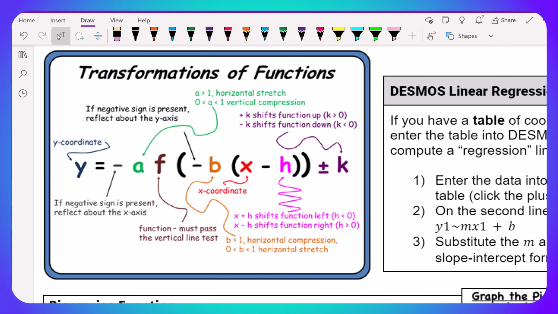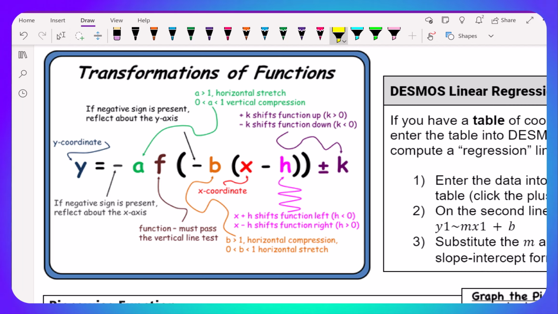absolute value. All right, so parent functions are really important to understand because a big part of Algebra 2 is you being able to transform a function, transform the equation, transform the graph, and let's take a look at all of the different types of transformations that we have.